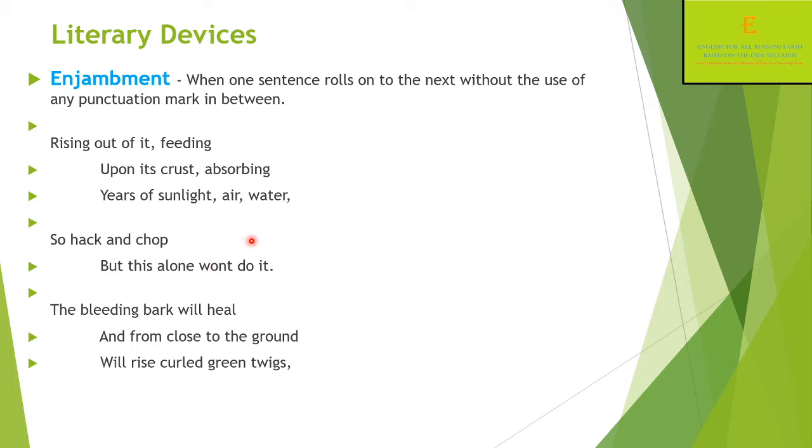It is again enjambment. Then again, another example: the bleeding bark will heal and from close to the ground will rise curled green twigs. So here again you can see very clear enjambment. Throughout the poem, in every stanza, there is this literary device. You can go and check, open the book in front of you and you can find enjambment.